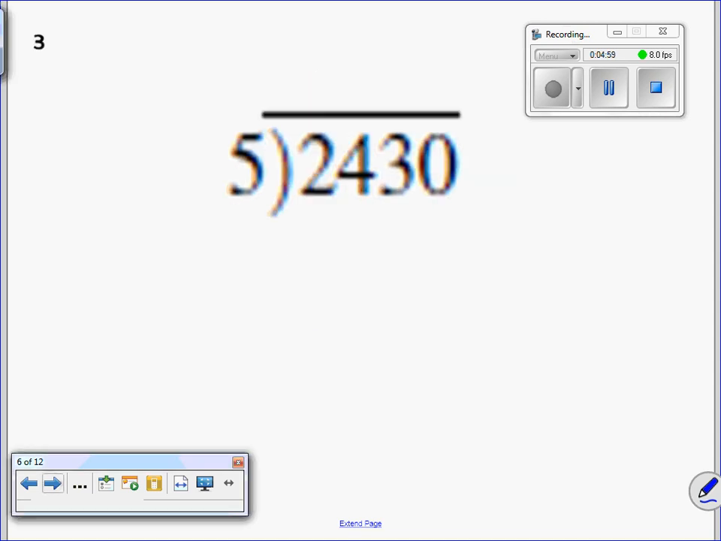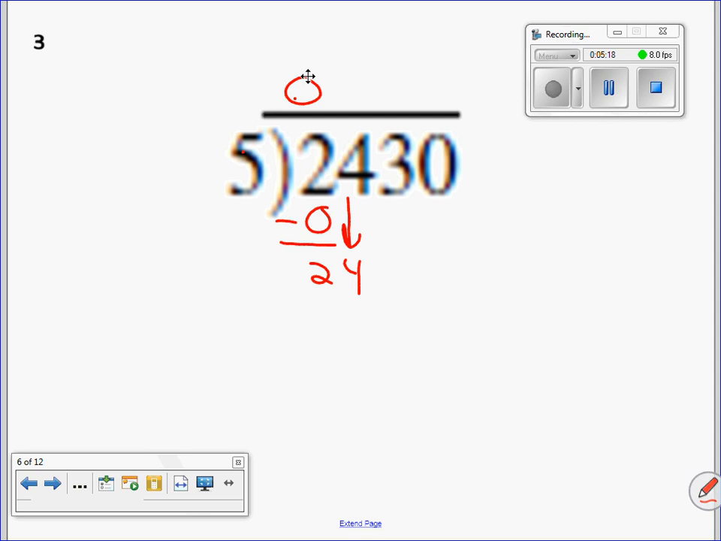Let's keep on going here. This one's going to be easy. Everyone knows their facts of 5, so let's kind of cruise through here. This will be the last one I'm going to do today. Marker. Okay. How many times can 5 go into 2? 0 times. 5 times 0 is 0. Subtract. I have a 2. I'm going to bring down this 4.